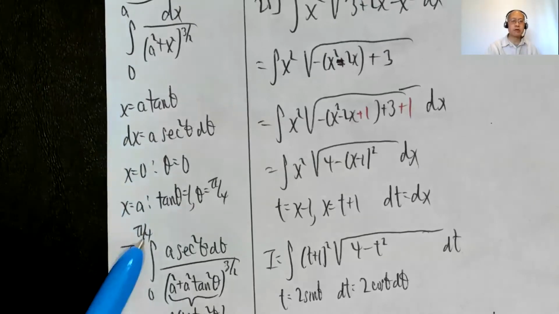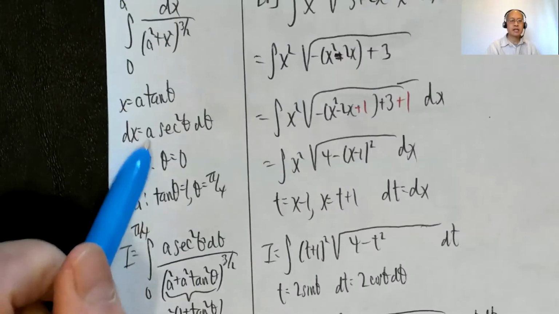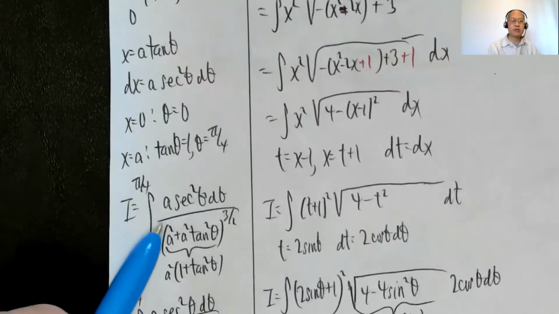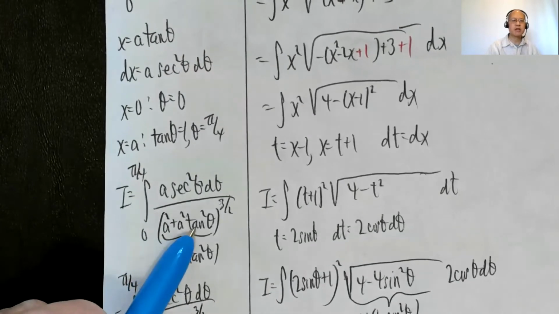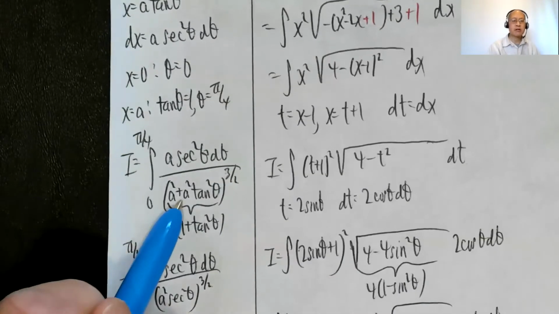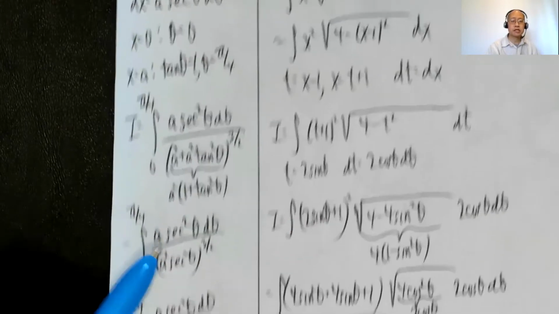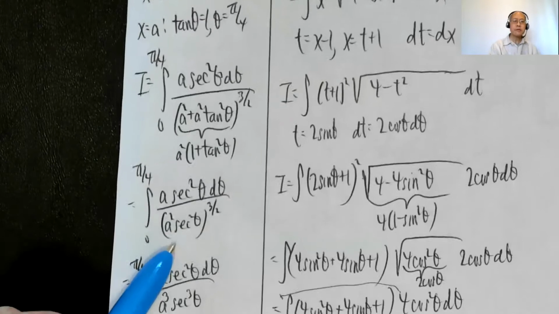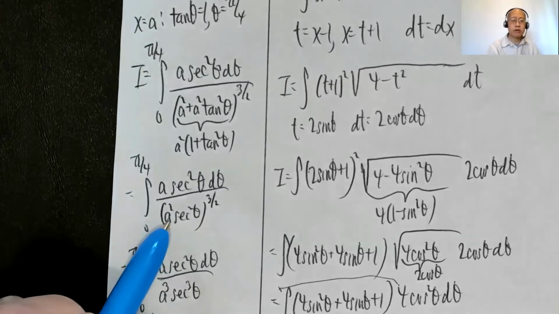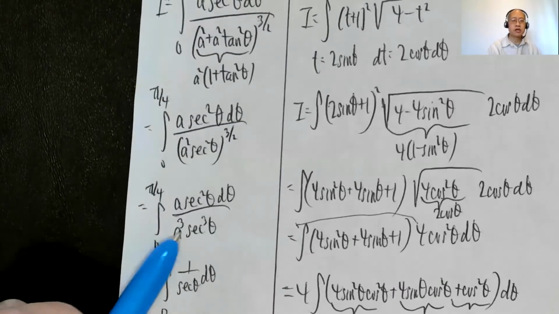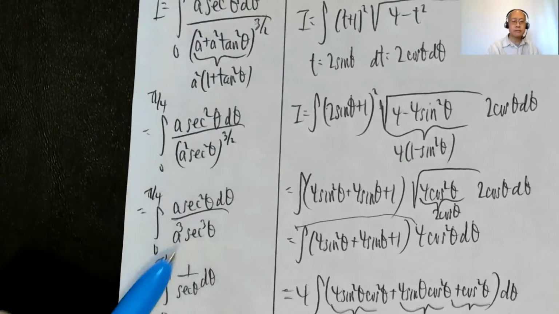So my new integral is from 0 to pi over 4. Dx is a secant squared theta d theta. The denominator is a squared plus x squared, a squared plus a squared tangent squared theta to the 3/2 power. Factor out the a squared. It's a squared times 1 plus tangent squared, and 1 plus tangent squared is secant squared. And the square root of that is a secant theta. If you raise it to the 3rd power, you have a cubed secant cubed theta.